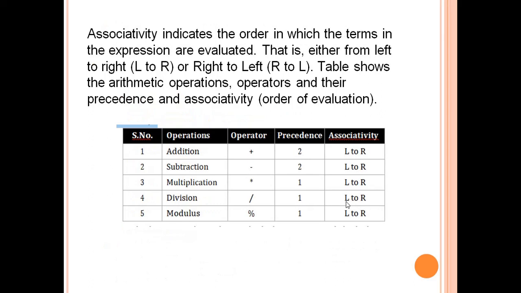Next, associativity indicates the order in which the terms in the expression are evaluated. So here associativity tells in which order the operators are to be evaluated. This order can be of two types, either from left to right or from right to left. The table below shows the arithmetic operators and their precedence and associativity.